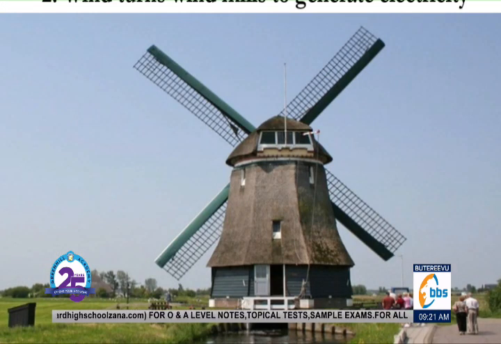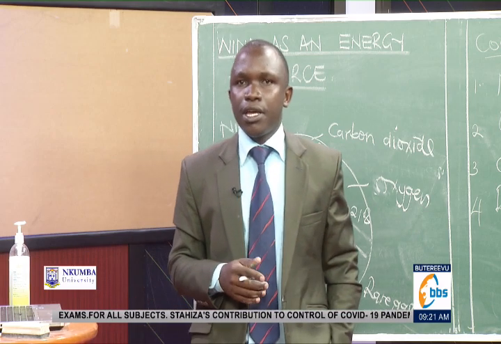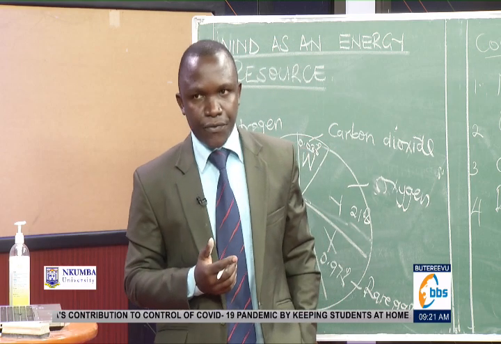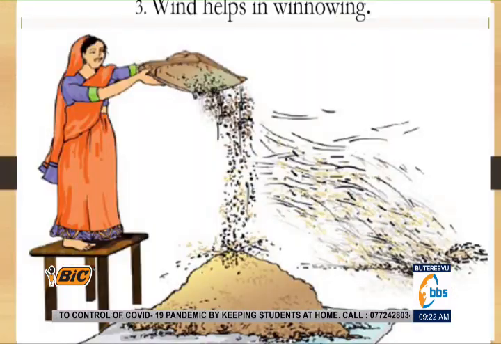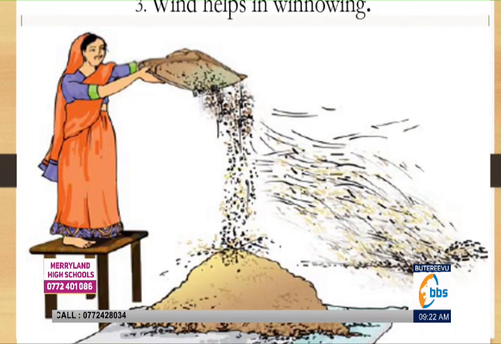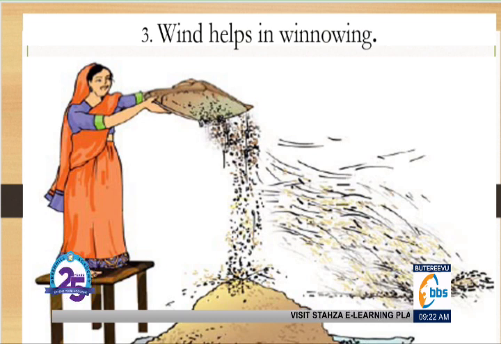I want us to look at how wind is used as an energy resource. We've had the list, which you saw there on the screen. But now, let's see another picture of how wind is useful. There we go. Wind helps in winnowing. As you see, that lady in that activity was trying to winnow the harvested grains with a mixture of husks.